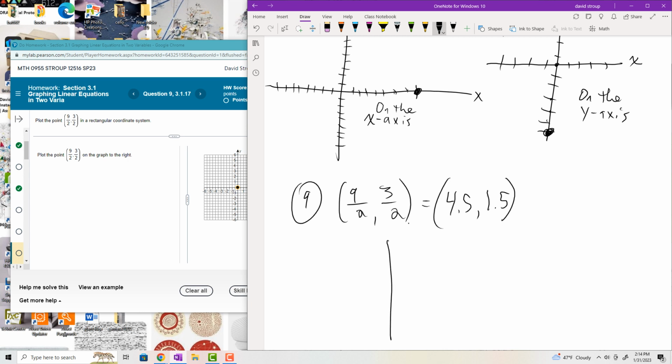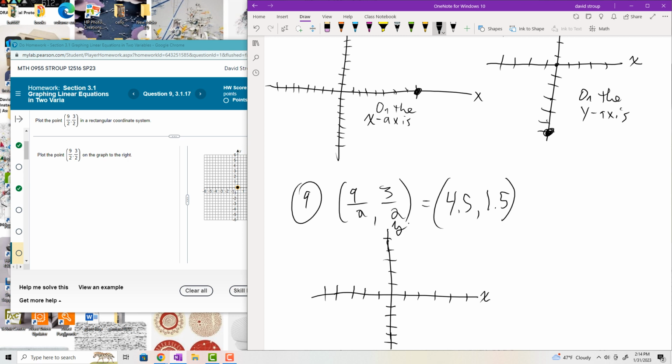So here I am in the XY plane: 1, 2, 3, 4, 5. I just look at the bigger number between the two coordinates. So 4.5 is the bigger number, and that tells me I probably need to put 5 tick marks on all the arms of the XY plane here.